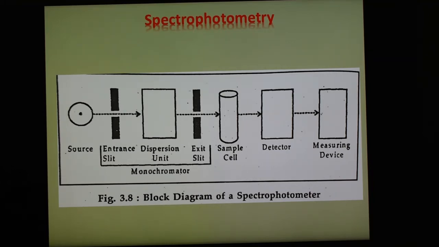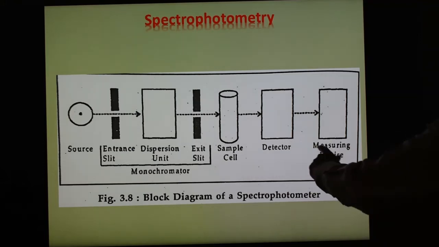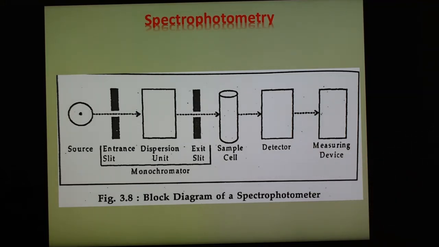So two parts are there, spectrometer and photometer. Spectrophotometers are useful in the visible as well as in the UV range depending upon the model. The diagram is shown here. Source is there, then entrance slit, dispersion unit, exit slit, detector, and measuring device. So this is the block diagram for the spectrophotometer.